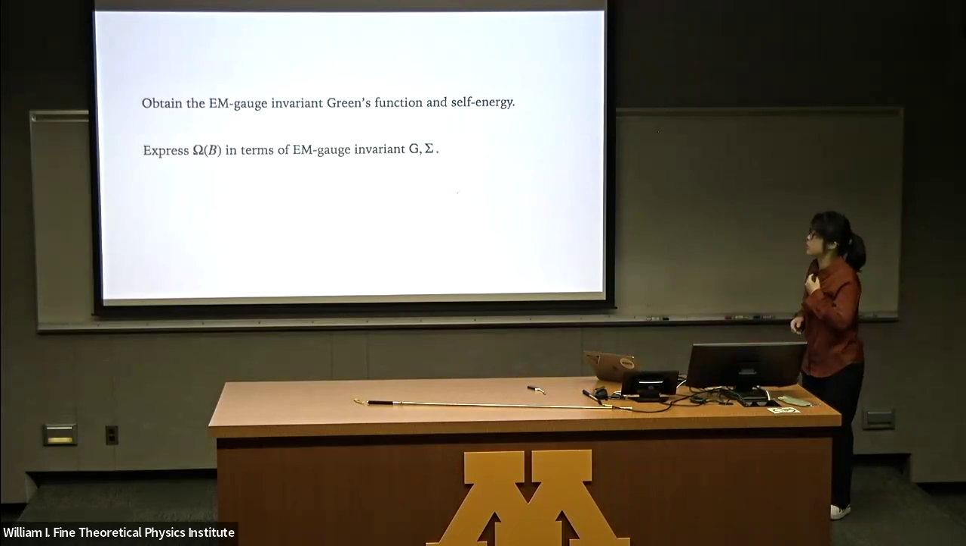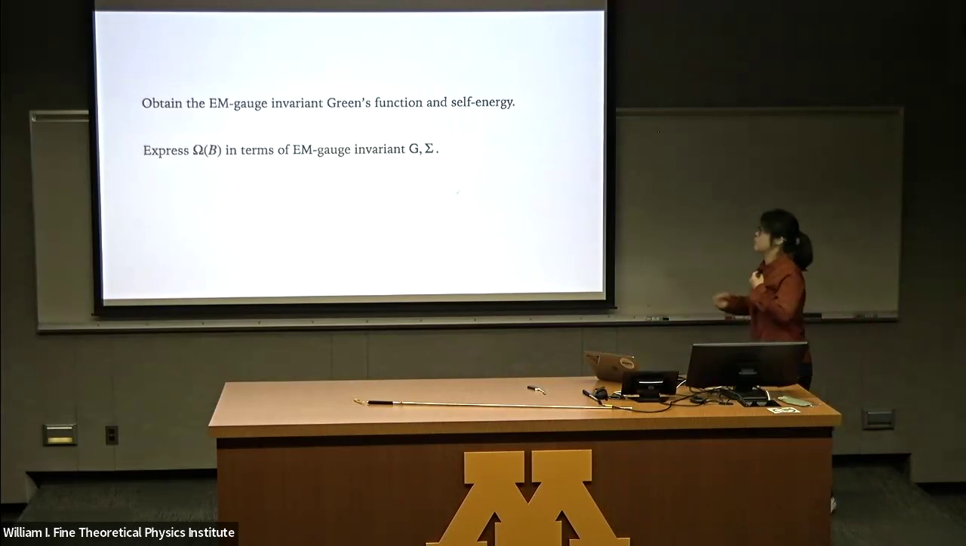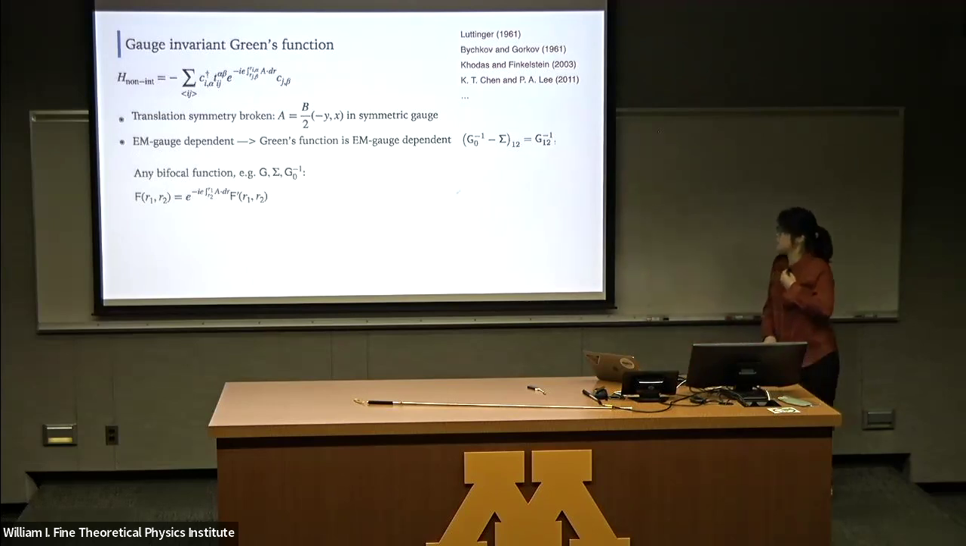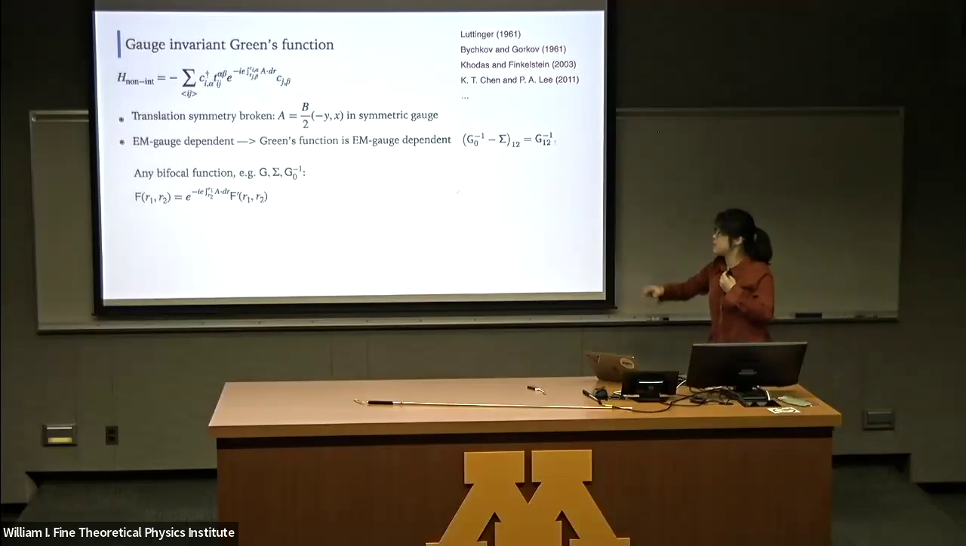And then what we are going to do is get a result that respects electromagnetic gauge invariance. So we want to express these Luttinger-Ward functionals in terms of electromagnetic gauge invariant Green's functions and self energies. I will just call it EM gauge invariant for the talk. To do that, let's first see how to obtain these EM gauge invariant Green's functions and self energies. This has been known for many years, as you can see from the papers here, and it's also discussed very clearly in Jian's talk.